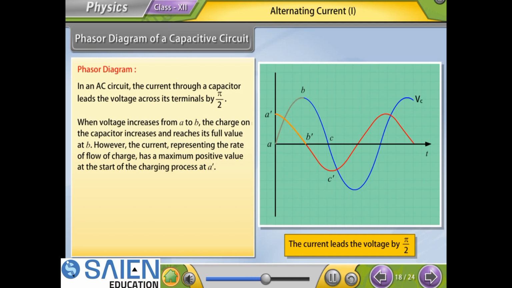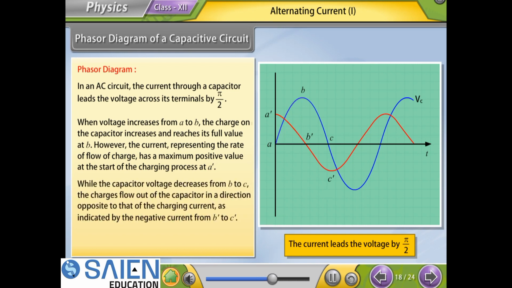the charging process at A dash, while the capacitor voltage decreases from B to C. The charges flow out of the capacitor in a direction opposite to that of the charging current, as indicated by the negative current from B dash to C dash. Thus, voltage and current are 1/4 wave cycle out of step.